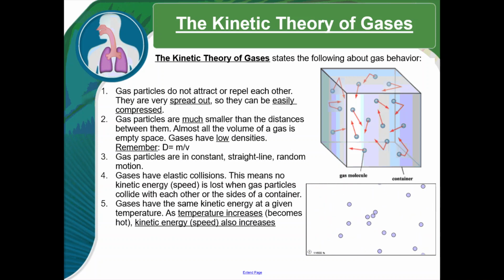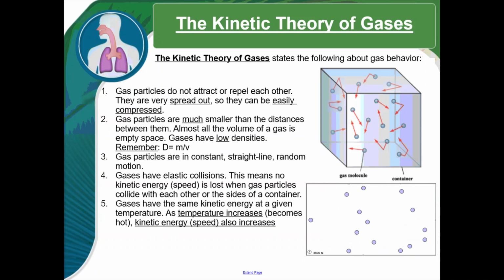This list of rules, expectations, and assumptions is the kinetic theory of gases. If a gas follows every single one of these rules, we can call it an ideal gas. In the real world, perfect and ideal are rare. We will almost always find a few exceptions to the rules. These exceptions are beyond the scope of this course. All gases we will be dealing with from now on will be assumed ideal gases. This theory states the following about gas behavior.